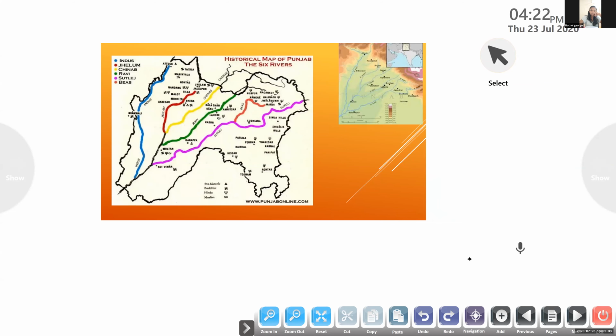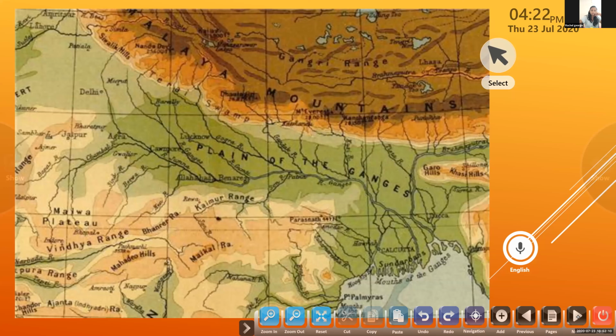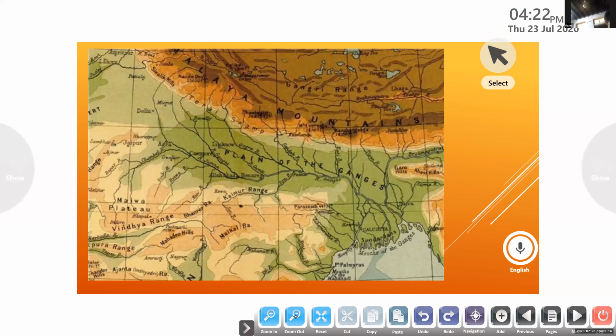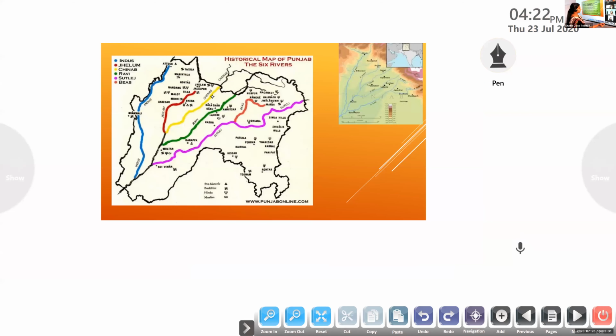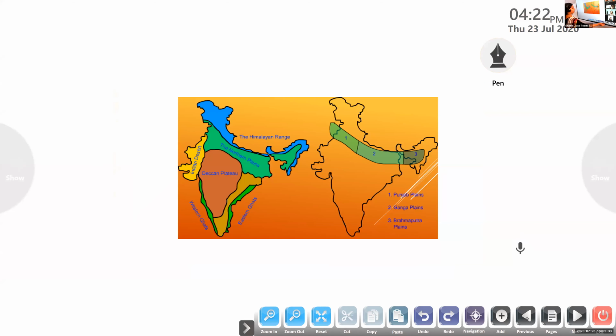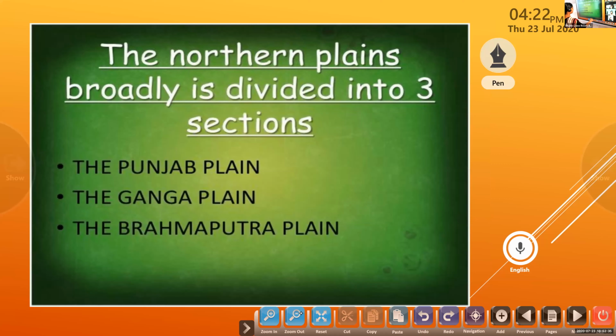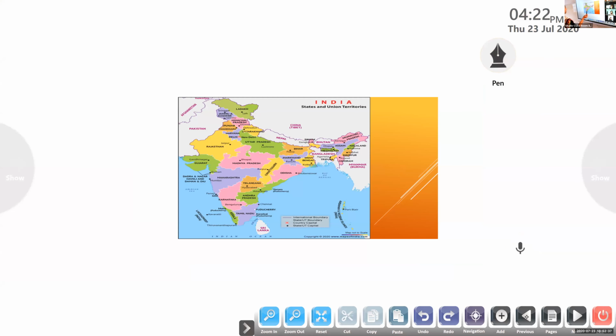Ganga plain. Okay. Yes, Ganga plain. Thus, from here till here we have this. Ganga plain is formed between river Ghaggar and Teesta. I'll show you on the map right here.